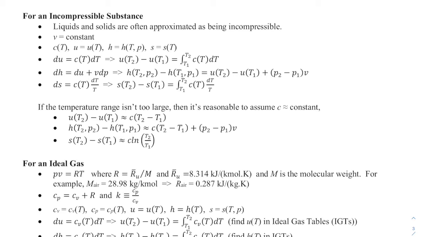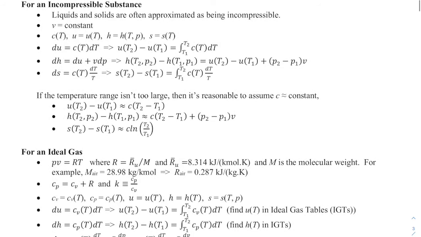So, for example, the incompressible substance model and the ideal gas model. We've already talked about how to find the entropy from the table, like the superheated vapor table, saturated liquid-vapor mixture, or use the compressed liquid approximations. But now let's just say we want to use a model instead of the tables.